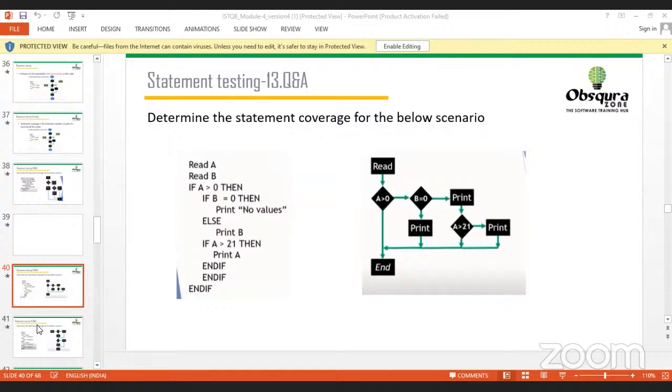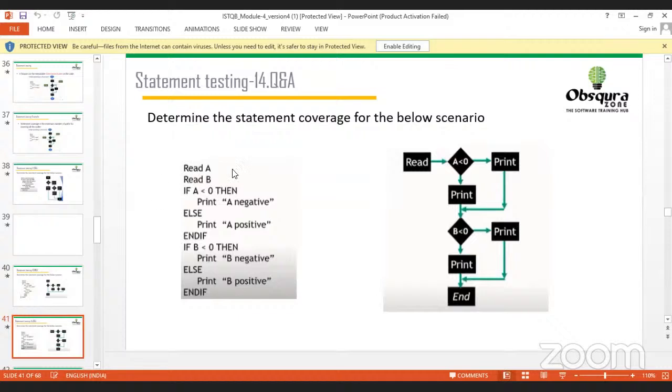Now, next question. How many paths are required? Newcomers are able to understand, right? Arya, I forgot some of the names. I think Muhammad, able to understand, right? Nitin, okay, Arya, yes, thank you for confirming.